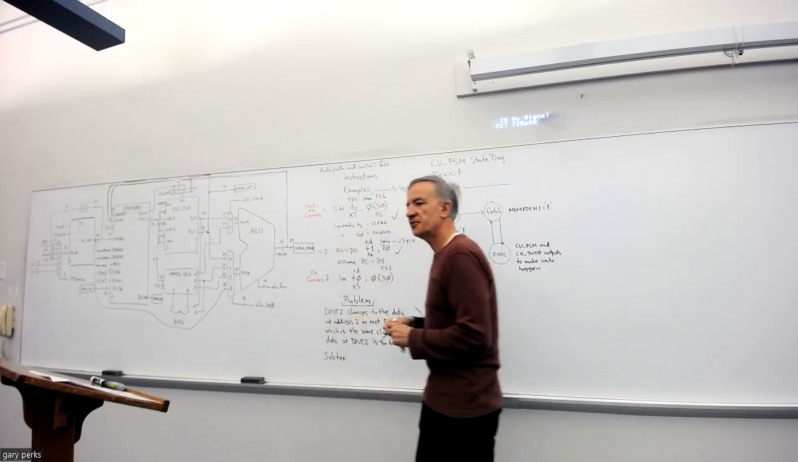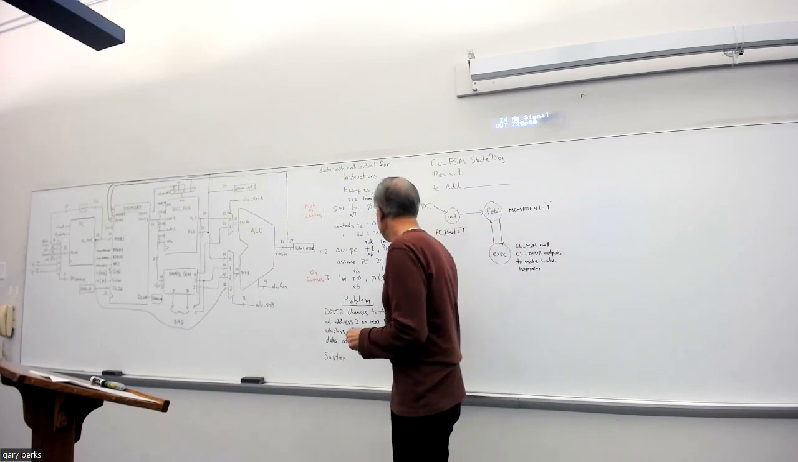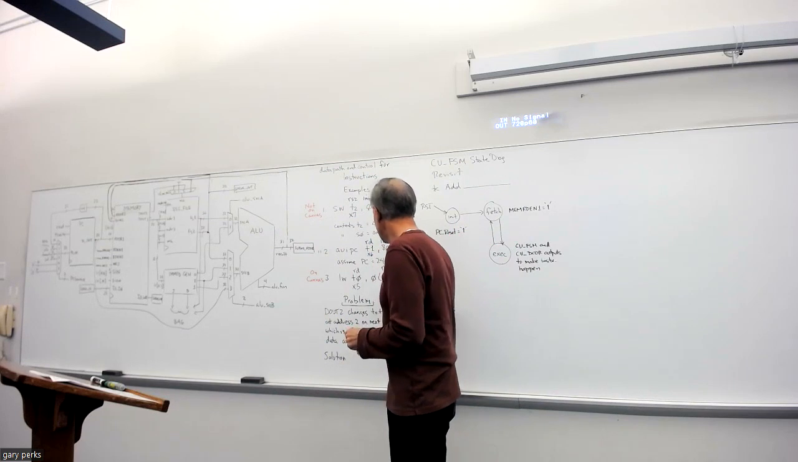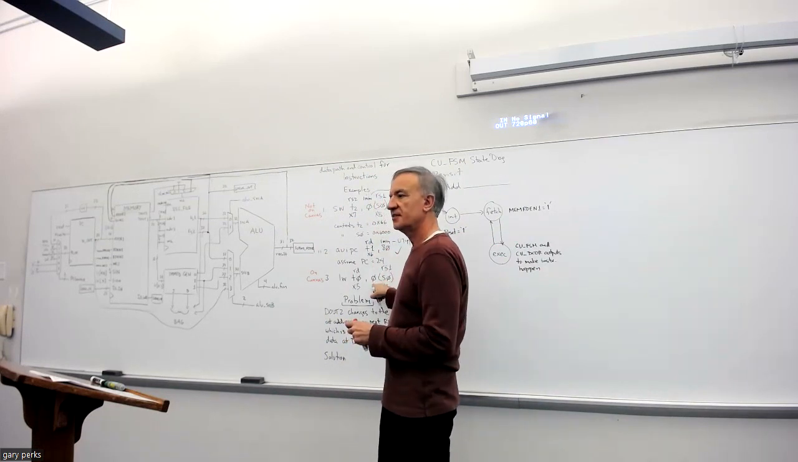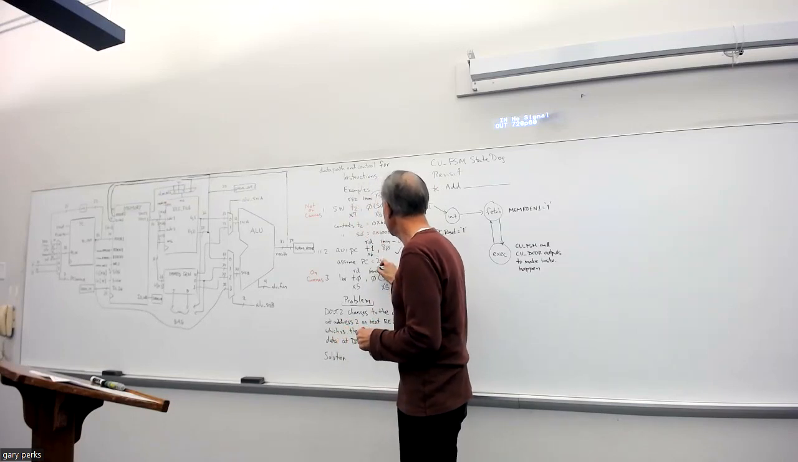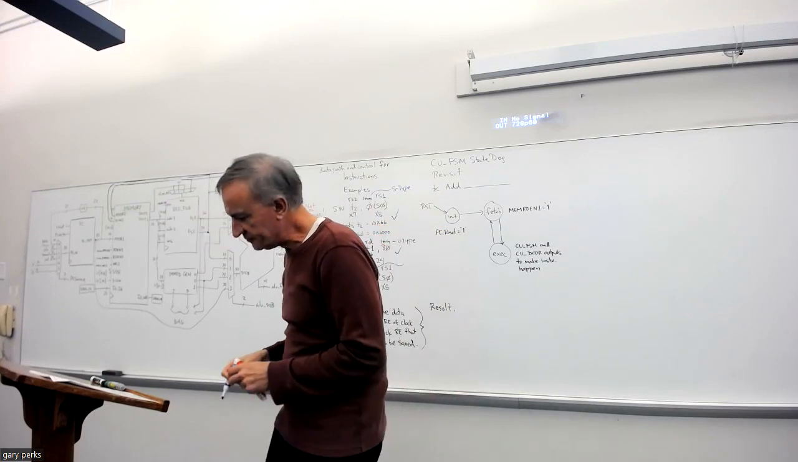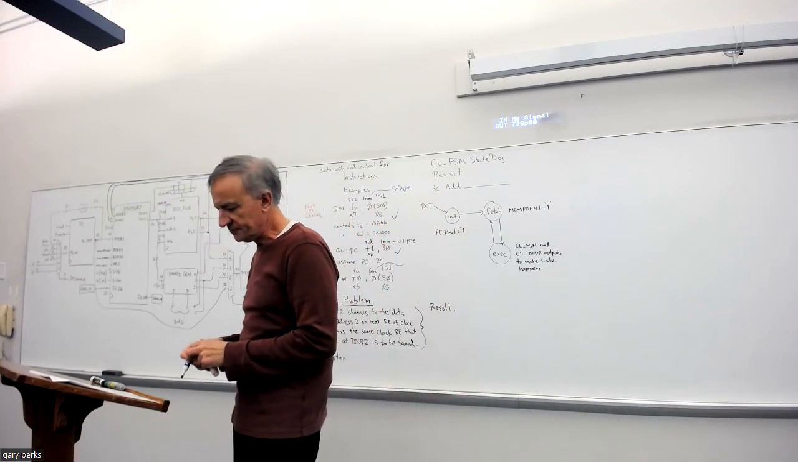Then S0 is the alternative name for which register? X8. And then 0 is an immediate. And what type of immediate do we have for load instructions? I type.